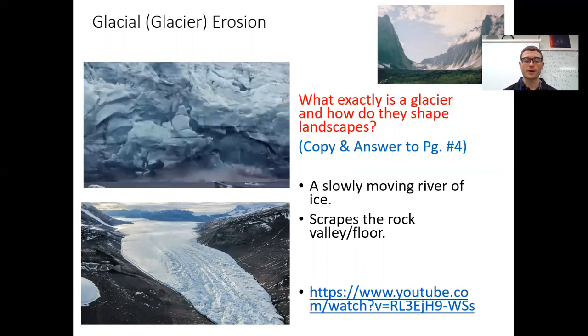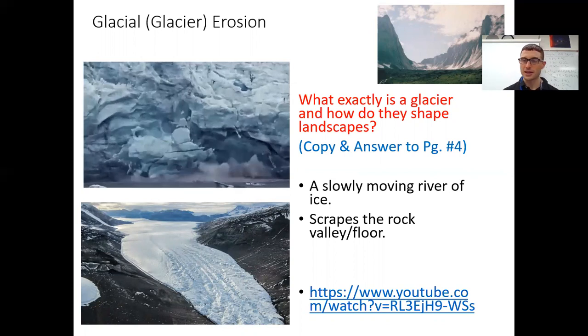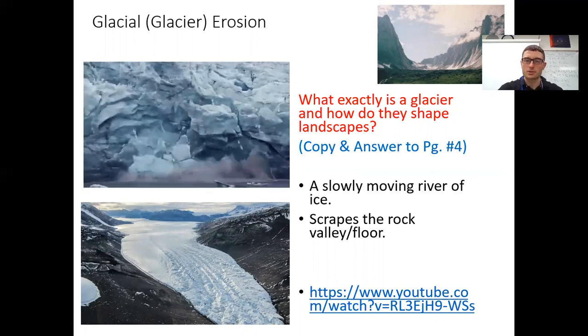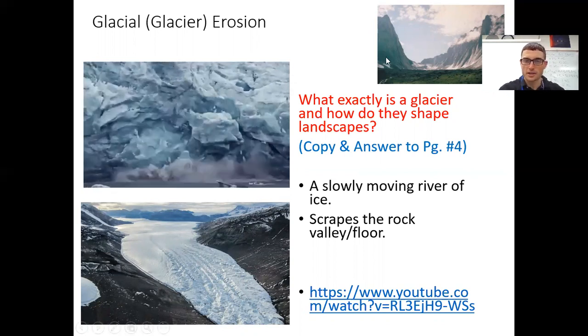Again, slowly moving river ice. They're going to scoop away at the land beneath, kind of causing an opening, which you'll see here at the top here. We call that a U-shaped valley.